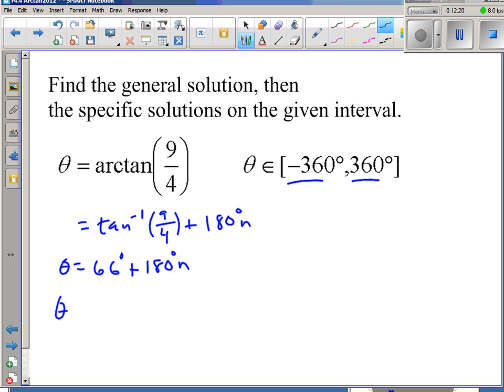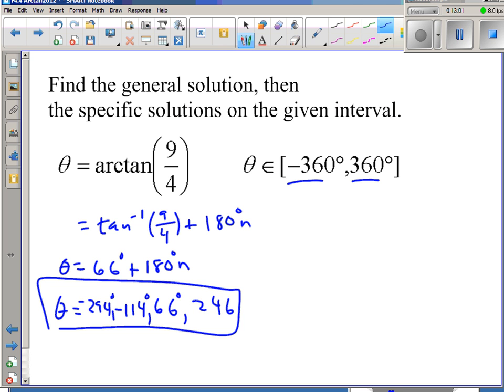And on the interval from negative 360 to 360, I certainly get 66. And if I add 180, I get 246. When I subtract 180, I'm going to get a negative value, negative 120, or 114. And another 180 from that, and I get negative 294. I hope that's right. And these are all in degrees now.